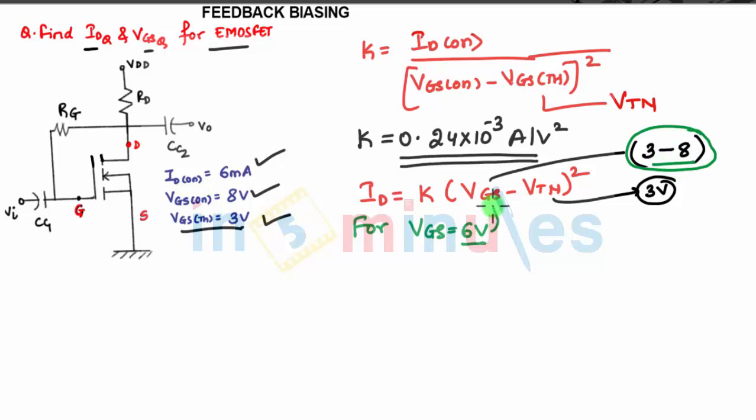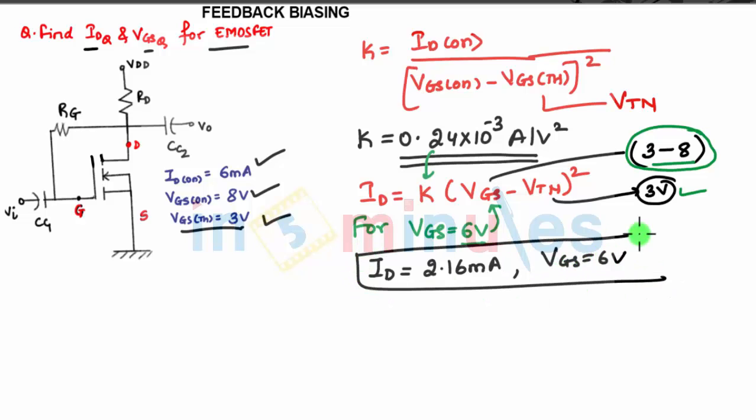So for VGS equal to 6 volts in this equation, I know the value of K, I know the value of VTN. So when I substitute, I will get the value of ID as 2.16 milliamperes. So this is when my VGS is 6 volts. So I've got 1 point on the transfer characteristics.